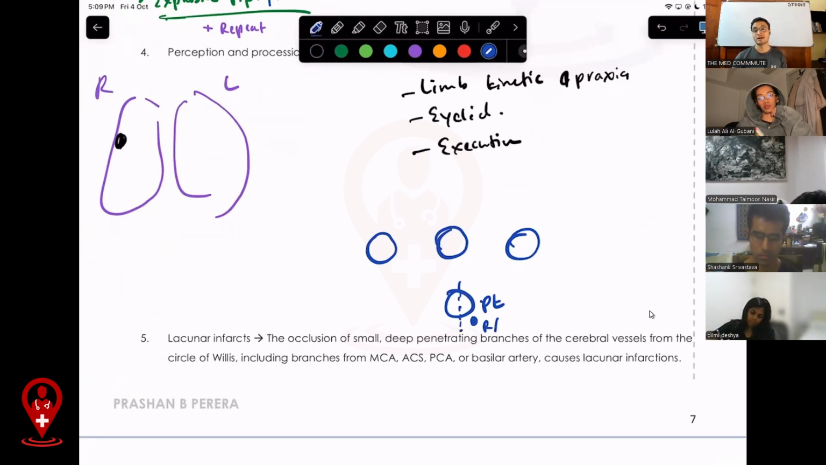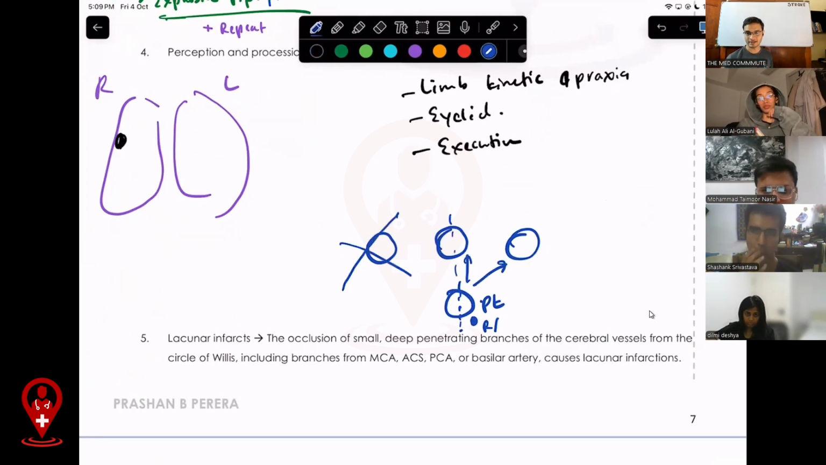Right-sided stroke. What do you ask the patient? How many people can you see in the room? He will say 2. He sees only these 2. He is completely neglecting this left side. Completely neglecting the left side. This is called hemispatial neglect.